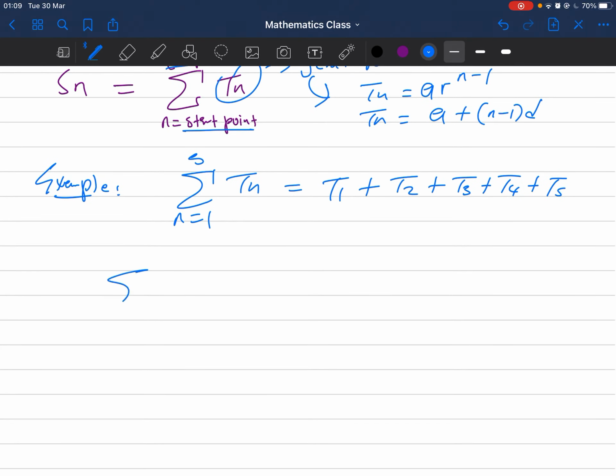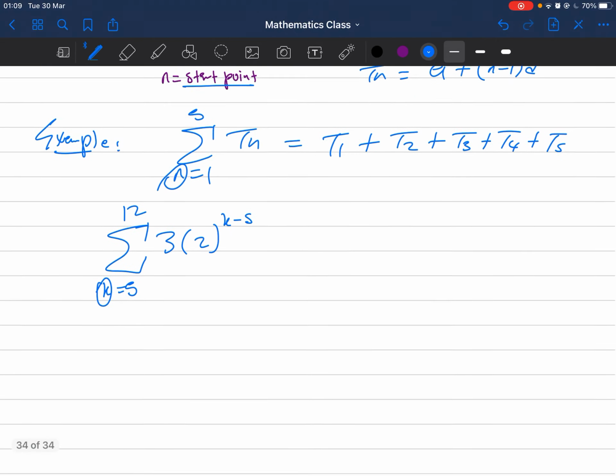Let me give you a real life example. Let's say you have the sum of, I don't know, 3 times 2 power k minus 5. K starts from what? 5 to 12. Okay, it doesn't have to be n, right? n is a dummy variable, it can be k as well. But really, we can actually evaluate this, right? How do we do that?